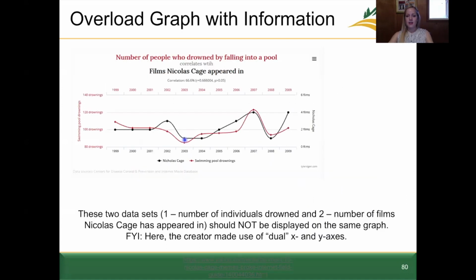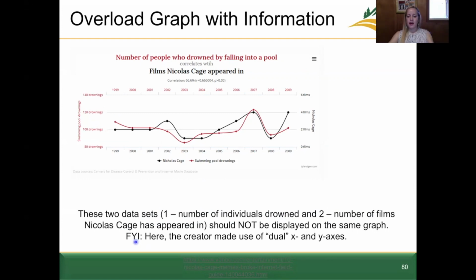Okay, lastly, we don't want to overload the graph with information, especially information that shouldn't be linked together in the first place. So here we have these two data sets, the first being the number of individuals drowned. Again, drowning is not my favorite example to use, but here it is. The second set of data is the number of films that Nicolas Cage has appeared in. So I think it's pretty clear we should not be putting these two different data sets together in one plot. And it makes it really difficult for the reader to know what to look at.